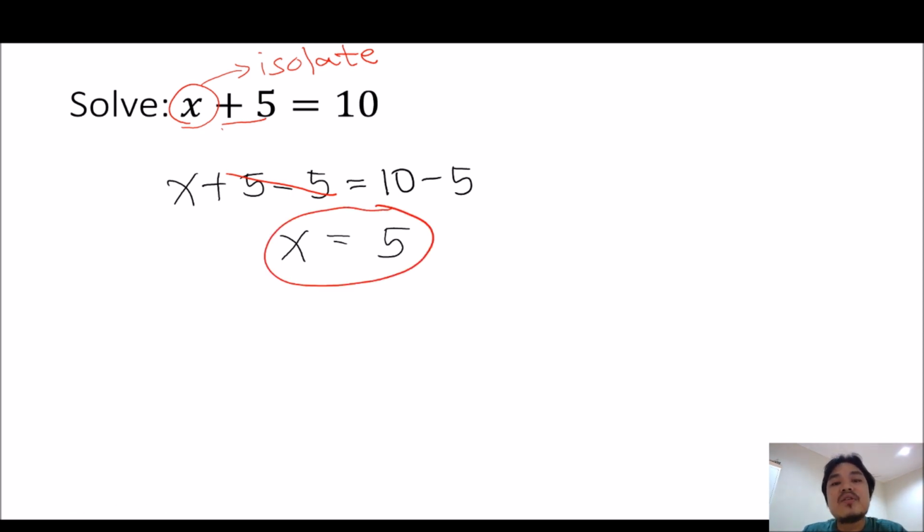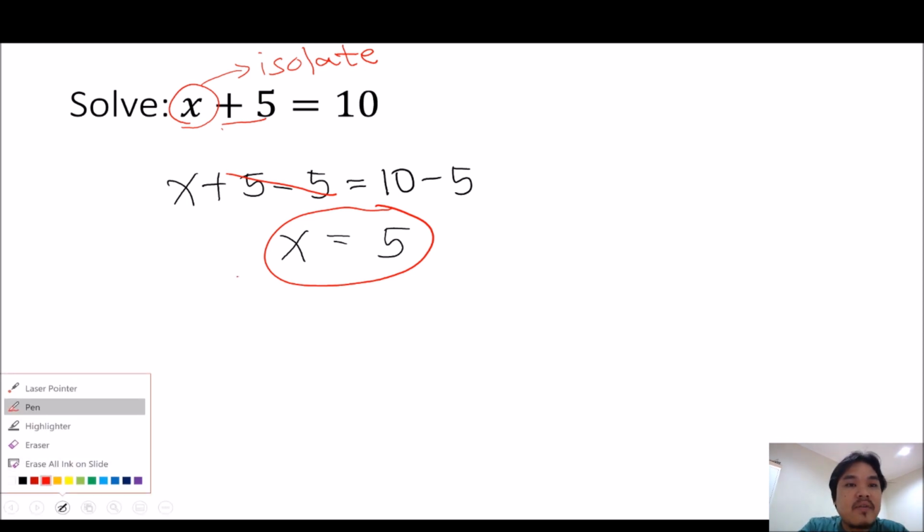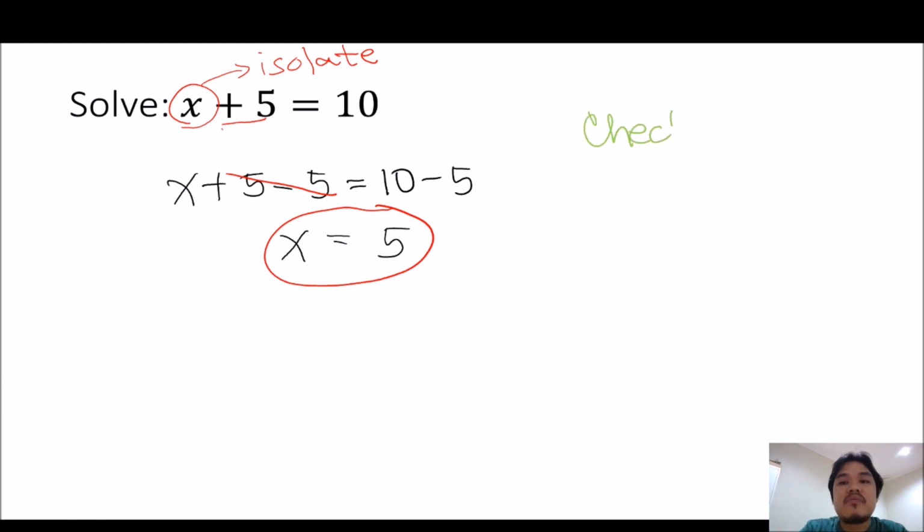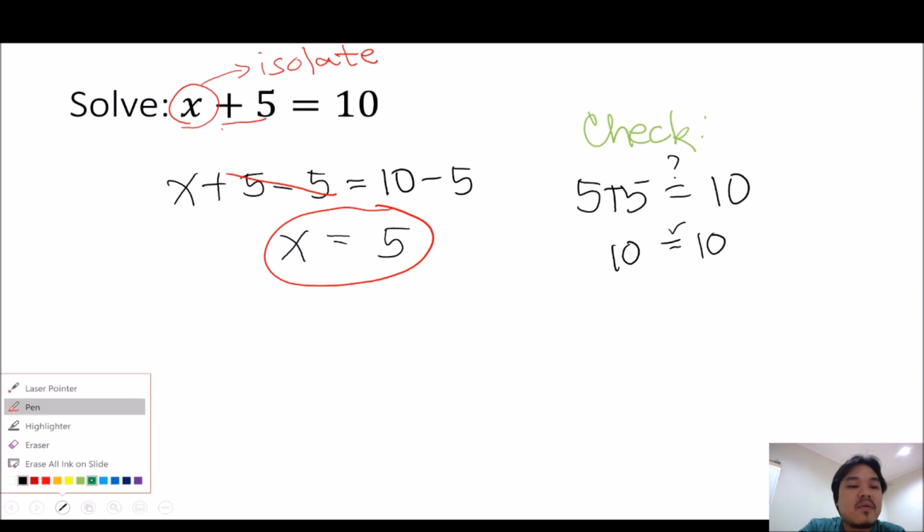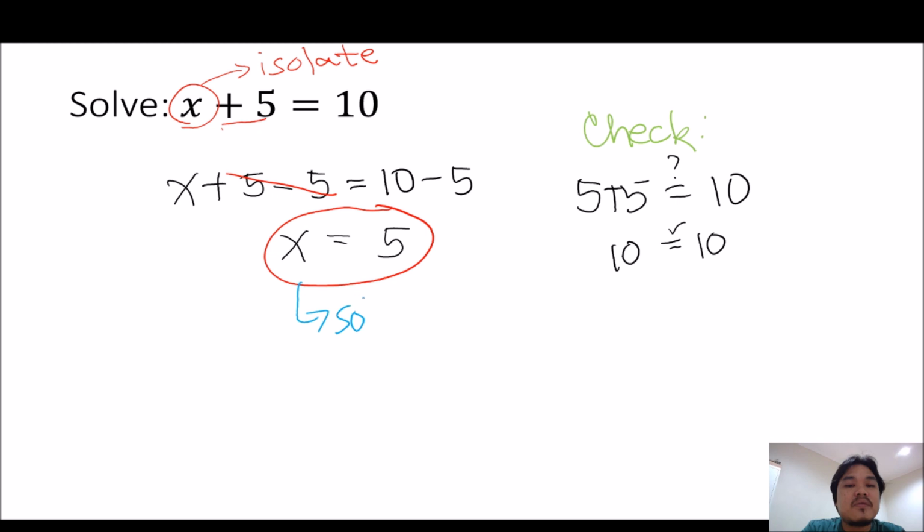If you want to check if your answer is correct, you can substitute the value of x to the original equation. So x plus 5 will be 5 plus 5. Does it equal 10? Simplifying the left-hand side, 5 plus 5 is 10, and the right-hand side is also 10. So we already verified that x equals 5 is the solution.